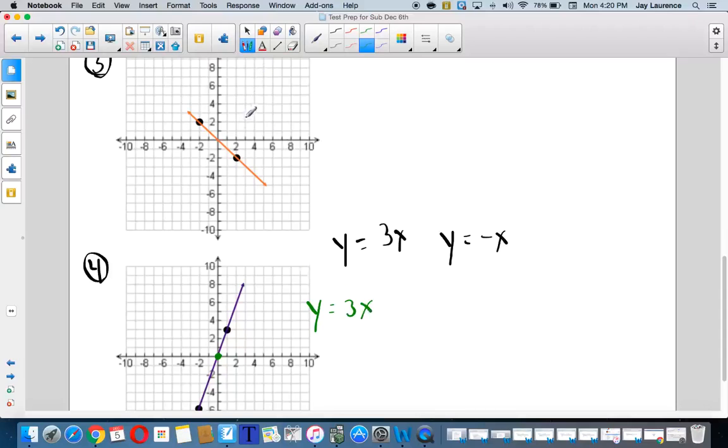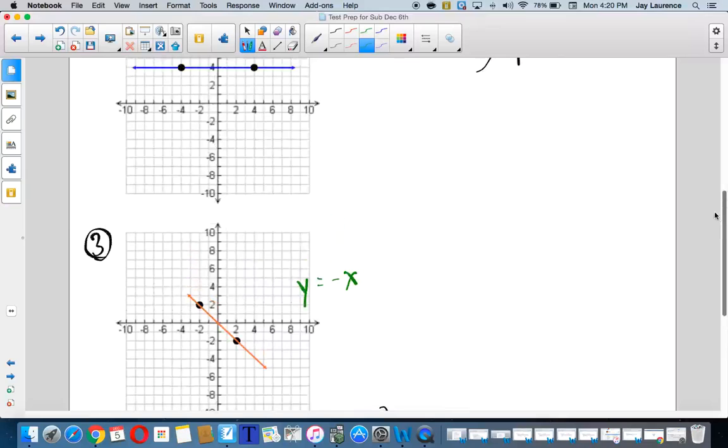Now, this one here, I like that the 3x isn't going here because it's going down to the right, which means the slope is negative. If I go down 1, that's negative 1, over 1. That's a slope of negative 1. This must be the equation y equals negative x.